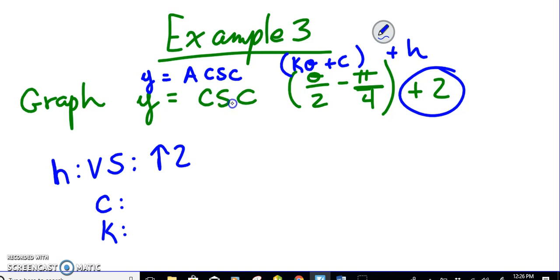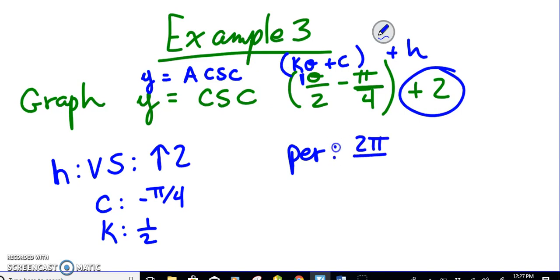All right, so with this, our C, you should be able to see that's negative pi over 4. And we know that K is 1/2. Everybody should see there's an understood 1 right here, and there's a 2 there, so 1/2 is your K. So here we have a C and a K, which means it's going to change our period and our phase shift. Because we know period deals with 2 pi over K, and phase shift deals with negative C over K.